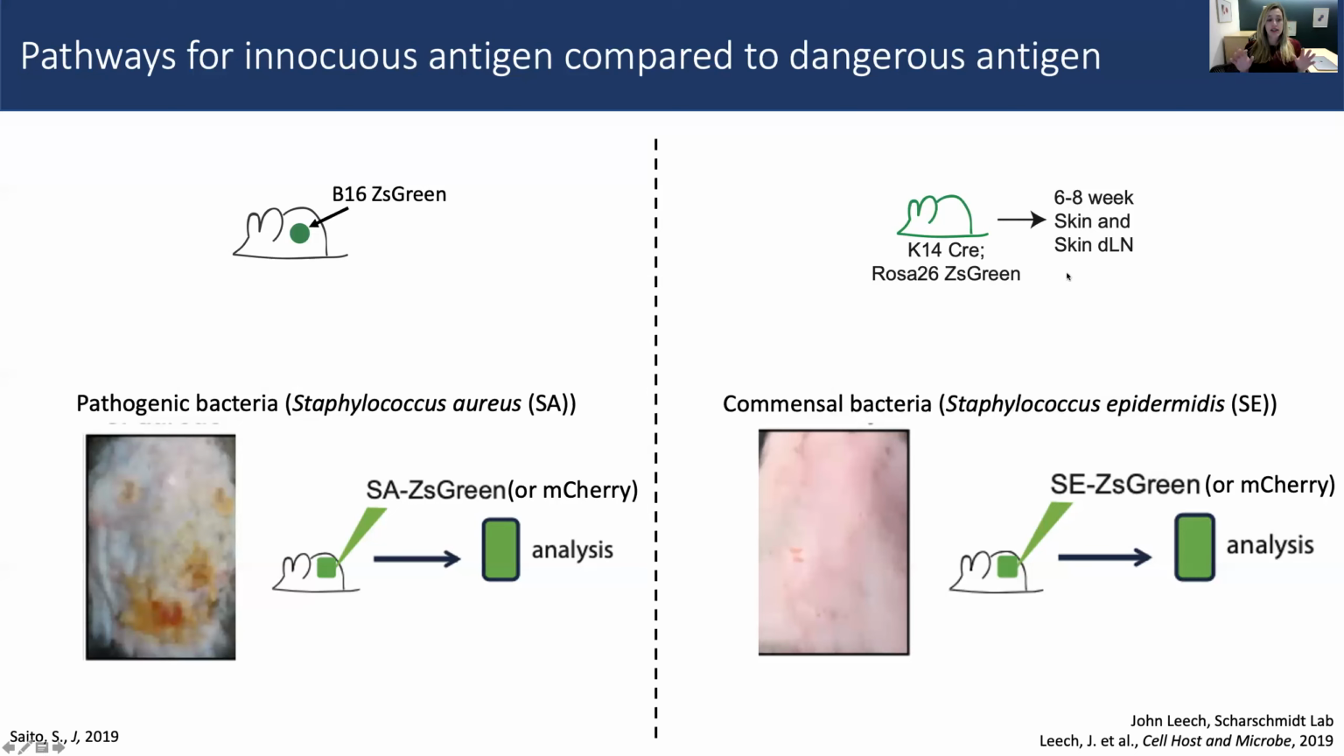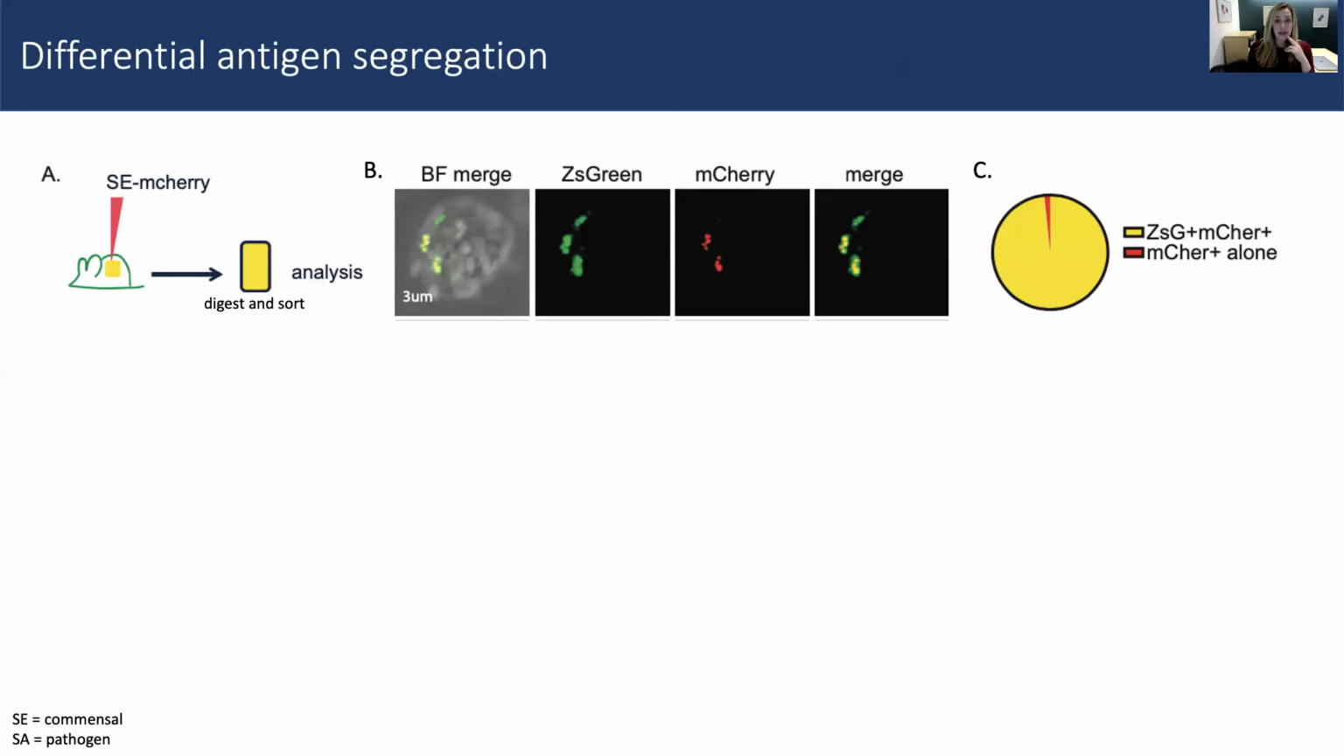And so here we have these two different systems that allow us to, in two different ways, address dangerous antigen, so tumor and pathogen, versus safe antigen, as in self-antigen and commensal. And so just to get into some of the data that we have so far that I think is really interesting: if you take a Staph epidermidis, so your commensal bacteria, colonize the backs of self-antigen, so safe antigen mice, and then sort out DCs and look for how the DC is handling the antigen, you can see that when you find ZsGreen, that's where you find the bug antigen.